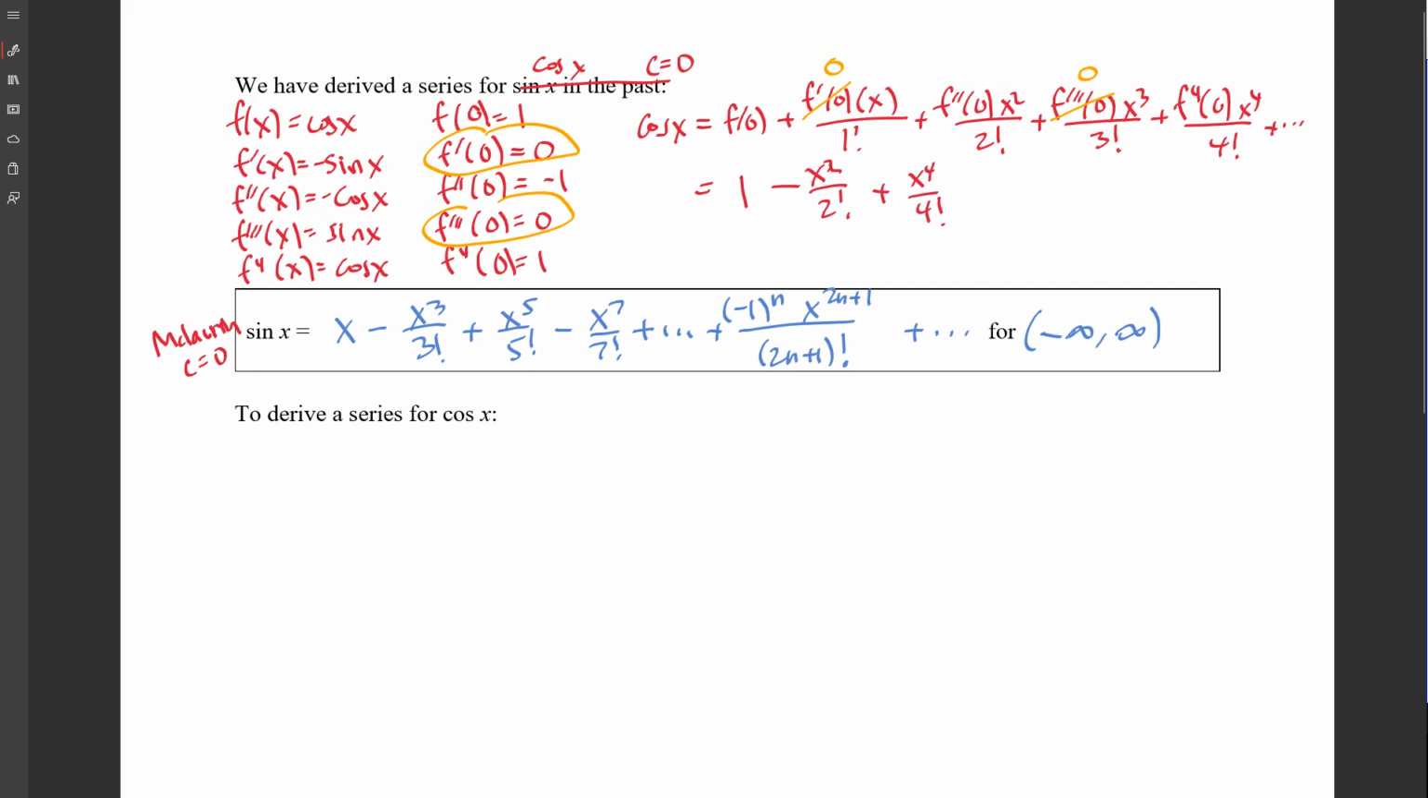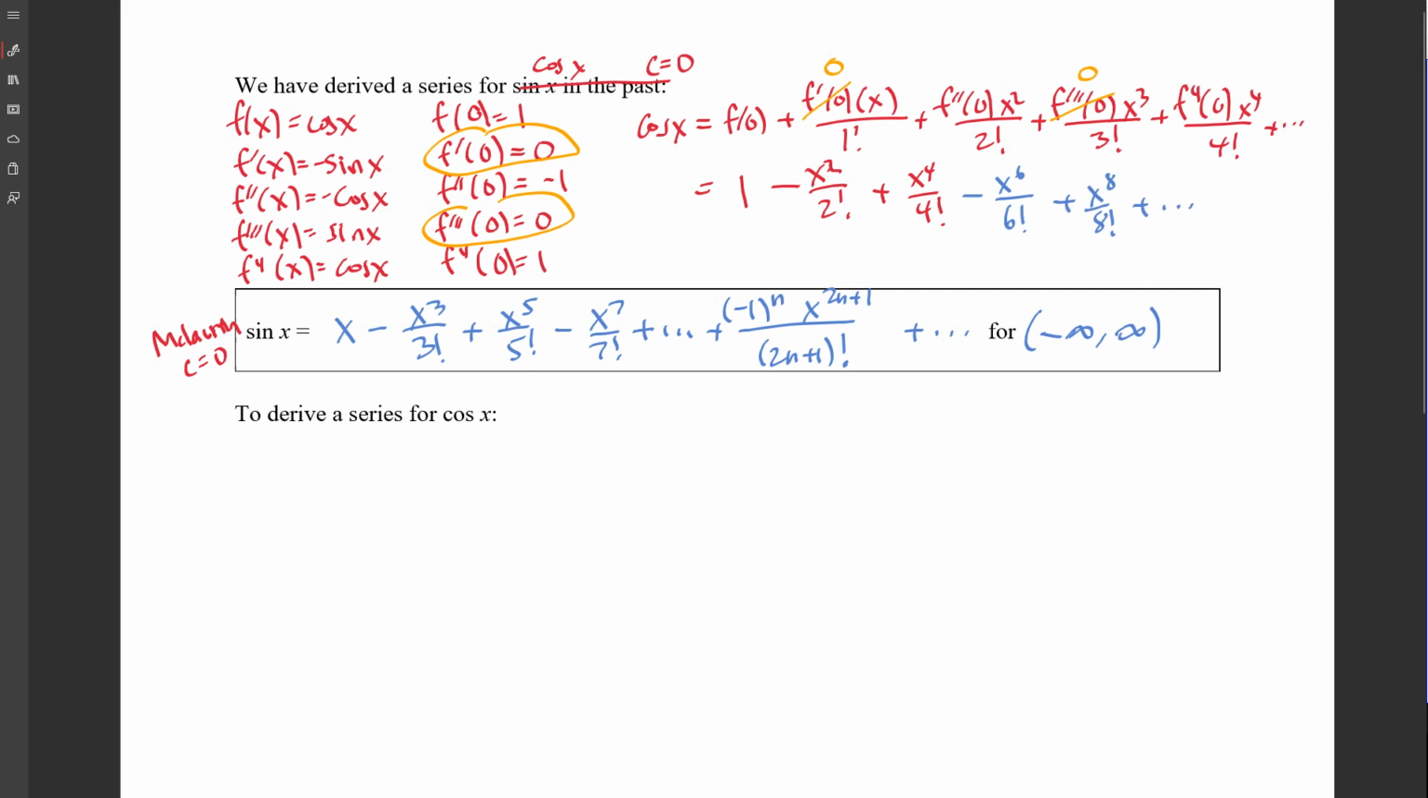And I can see the pattern that's emerging here. I know this is the pattern for sine. This is going to be the pattern for cosine. And you can see that I can propose that I think this will be negative x to the 6th over 6 factorial next, plus x to the 8th over 8 factorial next, and so on. And is this true? Well, let's think about this.